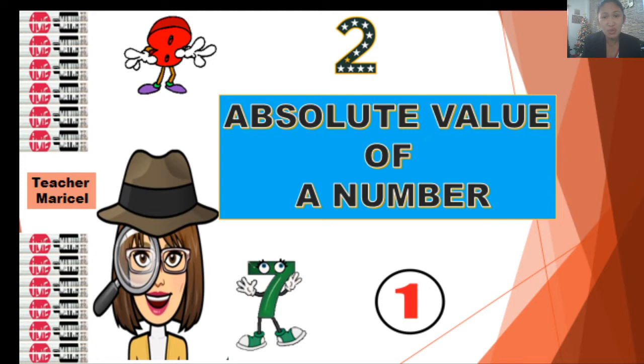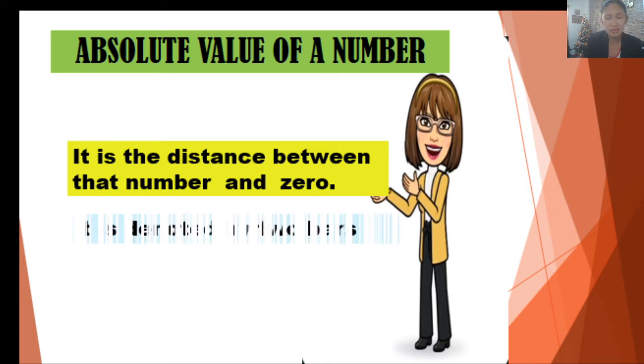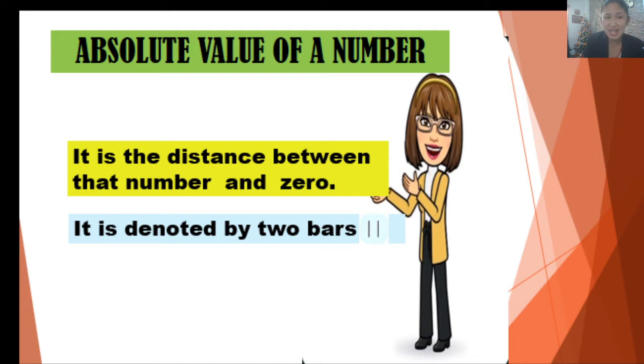So the absolute value of a number is the distance between that number and 0. It is denoted by 2 bars, just like that. So again, an absolute value of a number is the distance between that number and 0.